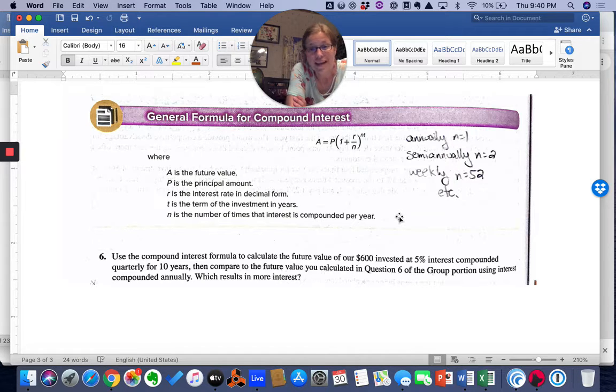So number 6 wants us to look at these same numbers we've used before. A principal of 600, 5% interest. It's compounded quarterly for 10 years. And we want to compare it to what we get when it's just compounded annually.